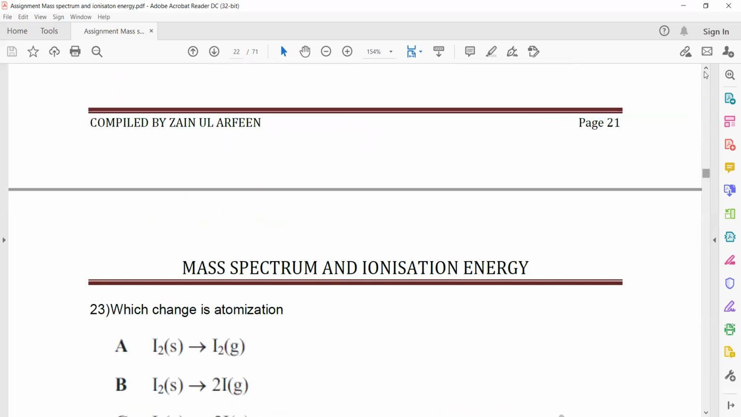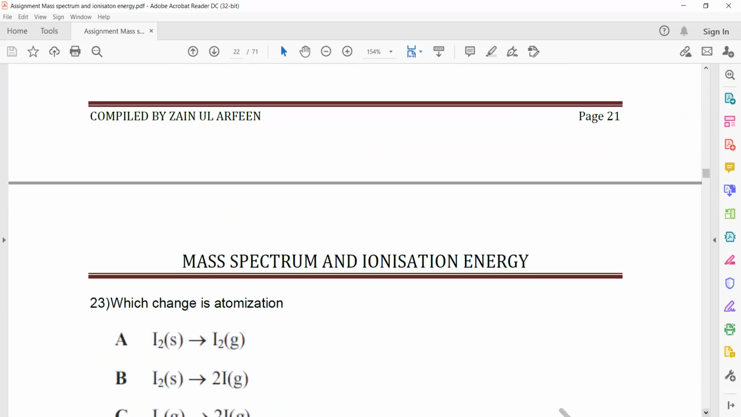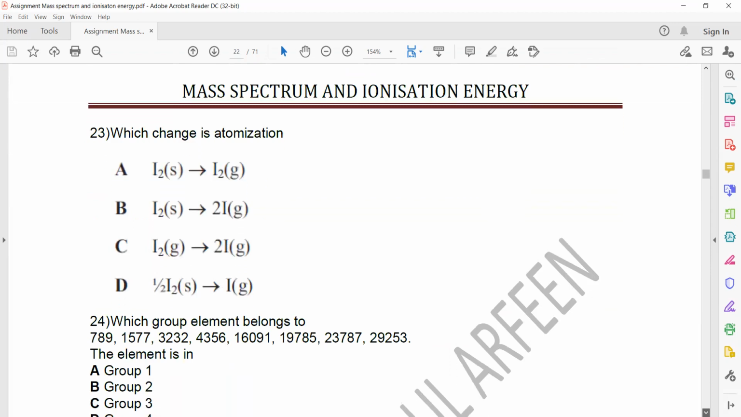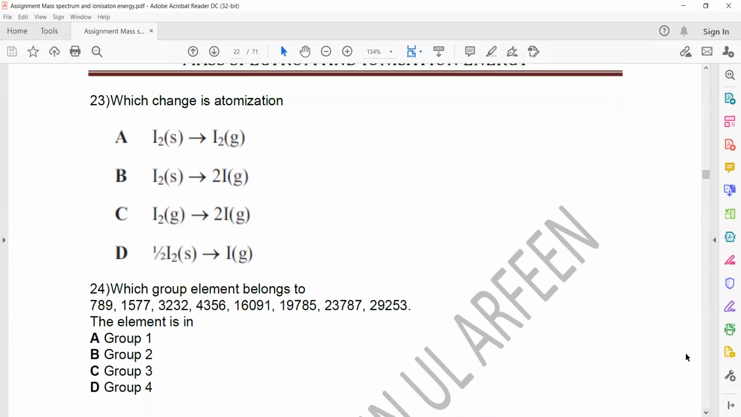Then the mass spectrometer questions we are skipping as we already completed. Which change is atomization? The term atomization means when we produce 1 mole of atoms in the gaseous state. So in which one are we producing 1 mole, either A or D? But you can see here we are producing 1 mole of molecules in a gaseous state, but we should produce 1 mole of atoms in a gaseous state. So D is the right answer.